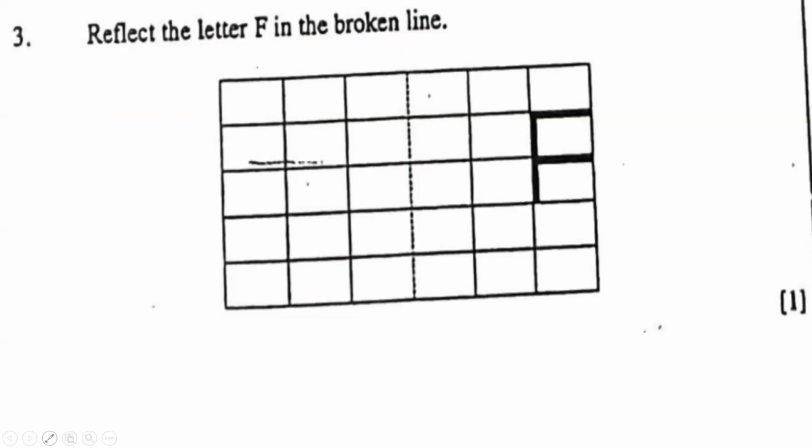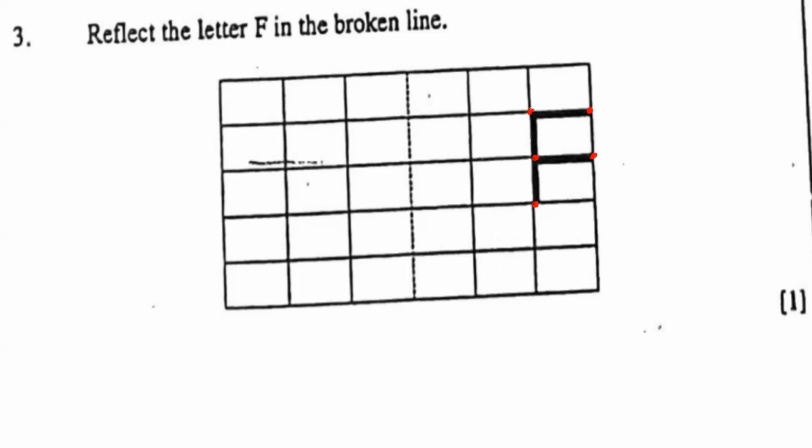And so the way that we're going to do this is that we're going to do it point by point. So let's consider this point here. Let's say that this is the first point, the second point, the third point, the fourth point, and the fifth point. So I'm going to reflect each point in the broken line.